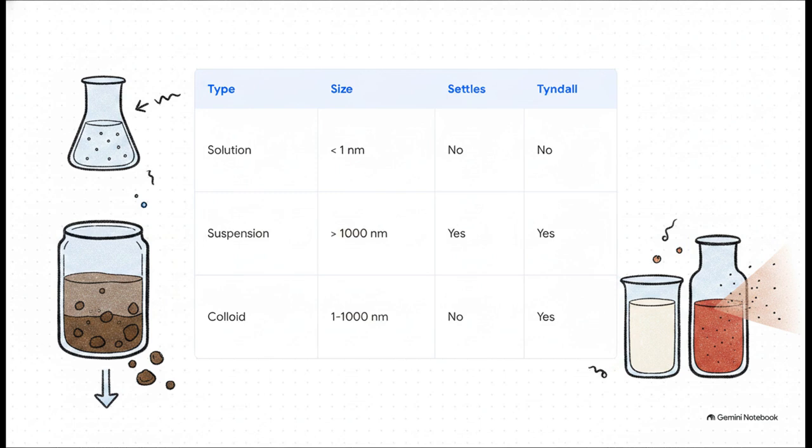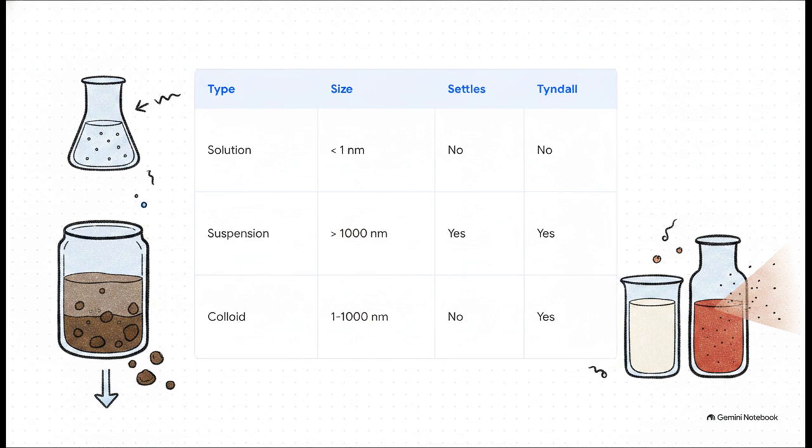Down on the tiny end, we have solutions, like our sugar water from earlier. The particles are incredibly small, less than a nanometer. They don't settle, and they don't scatter light. On the massive end, we have suspensions, like muddy water. The particles are huge, over 1,000 nanometers, and they'll drop straight to the bottom if you leave them alone.